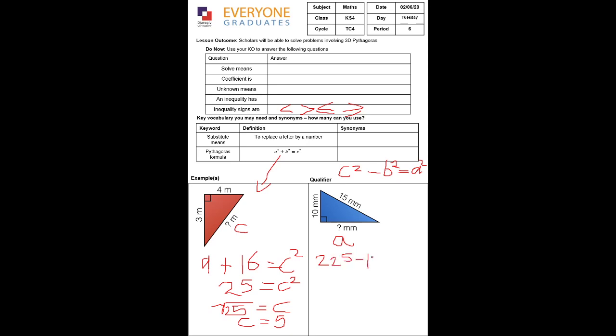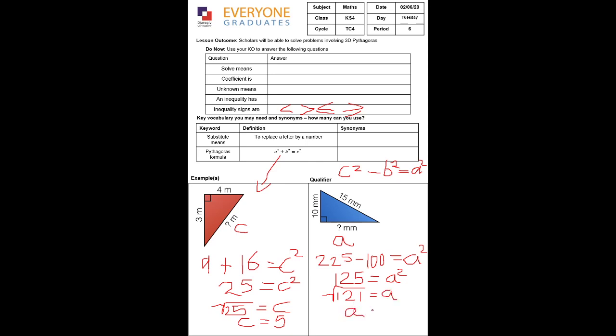Okay, here I've got 15 squared, which is 225, take away 10 squared, which is 100, equals A squared. That leaves me with 125 equals A squared. Now think about what this should be. Closest square number is the square of 11, which is 121. So this is very likely to be 11.1, or maybe even less, like 11.04. So root 121 equals A.